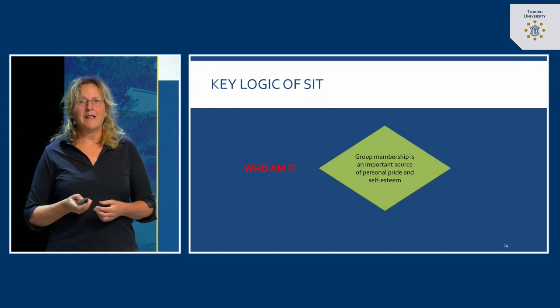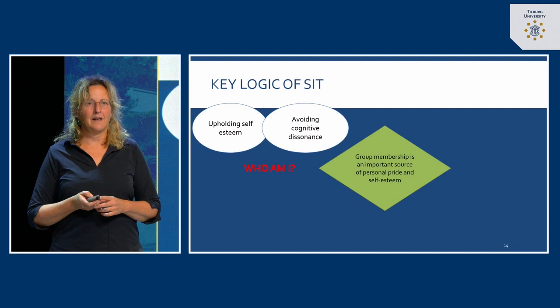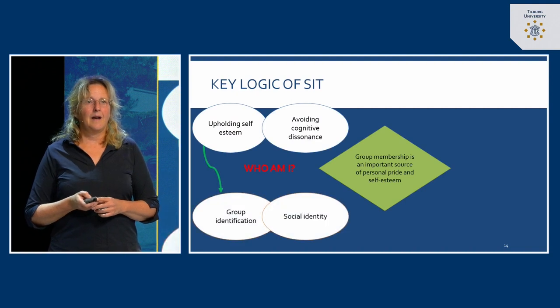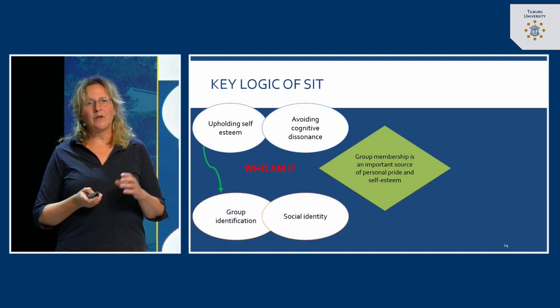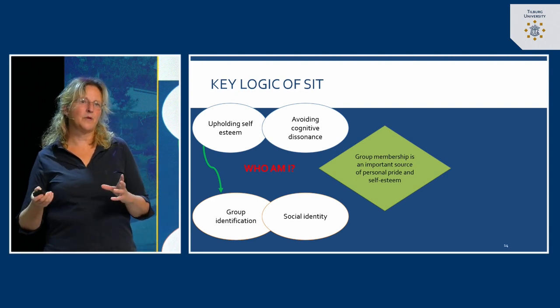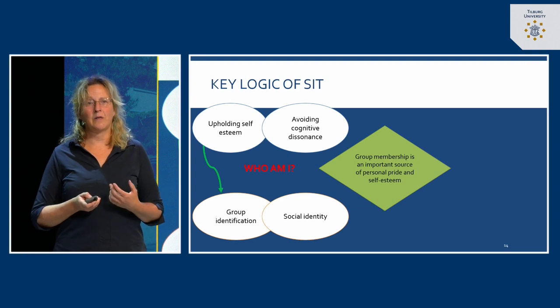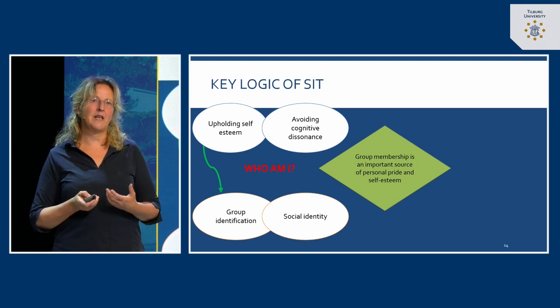So social identity theory tells you who you are. It also helps to identify the other groups that you feel a member of, and that determines altogether what your social identity is. So where do you stand in society?